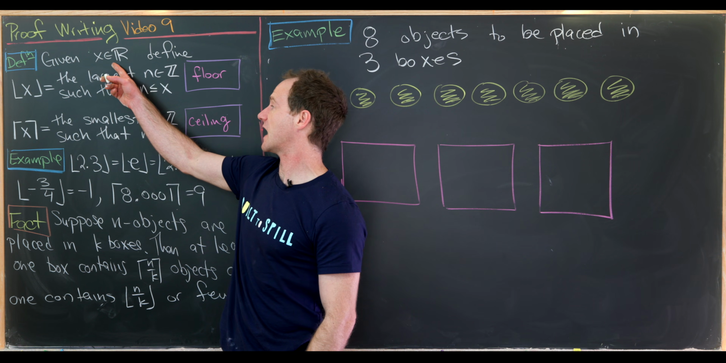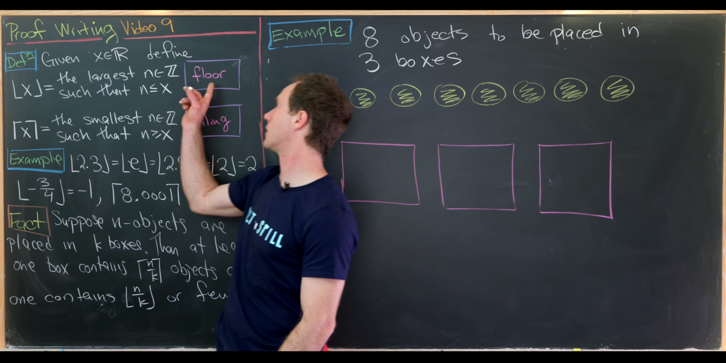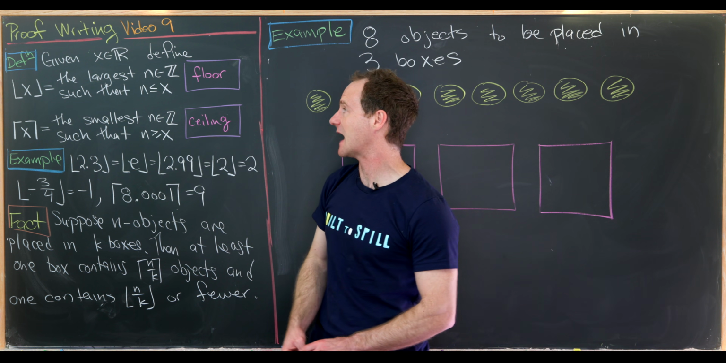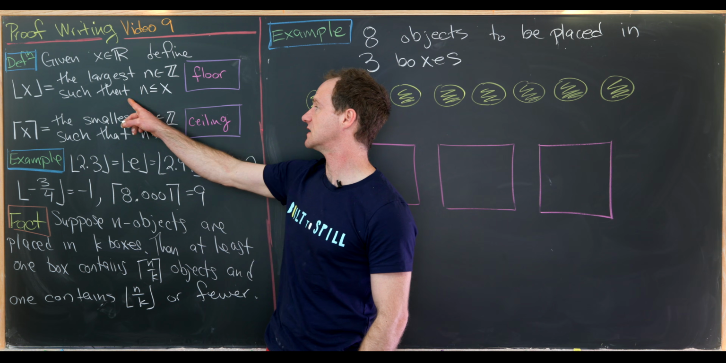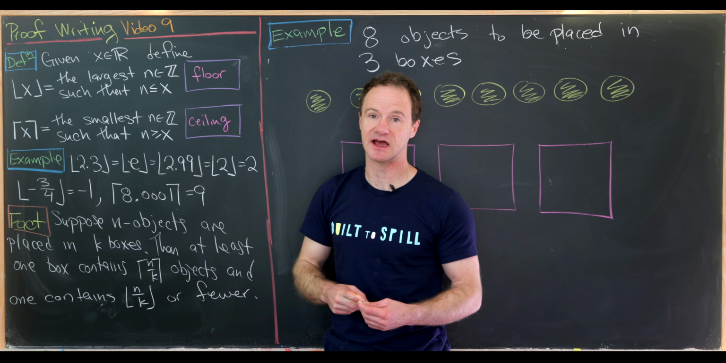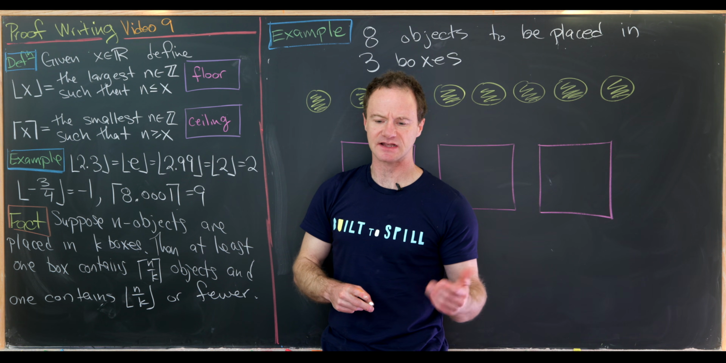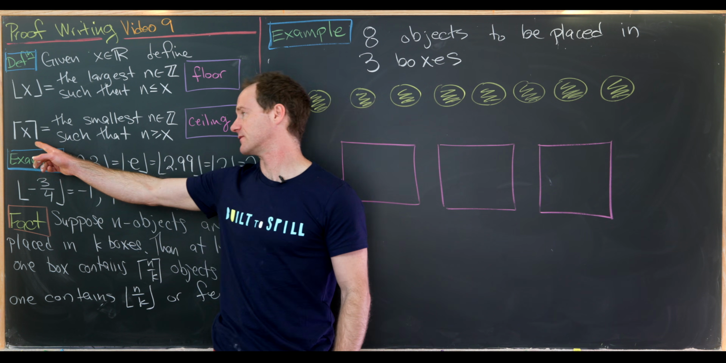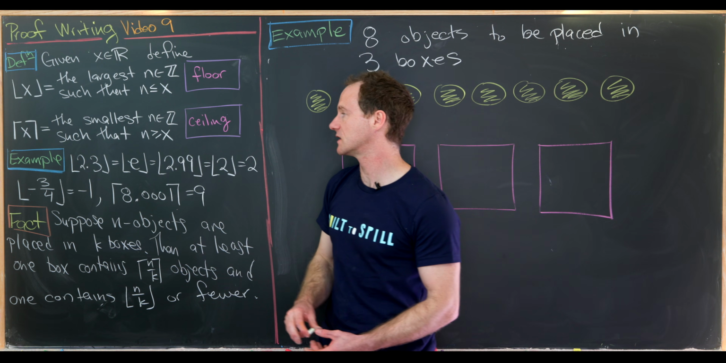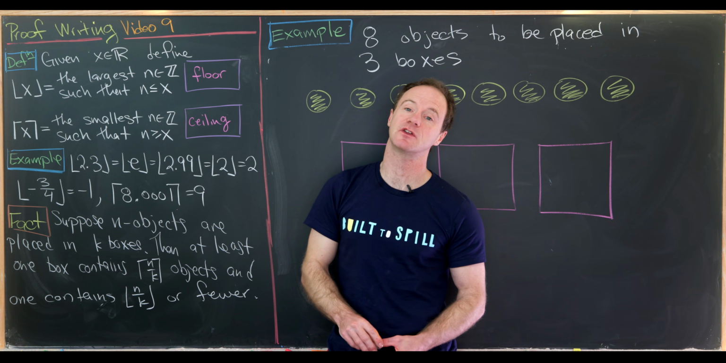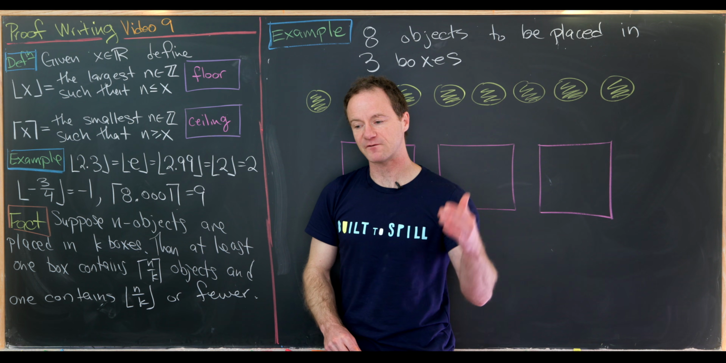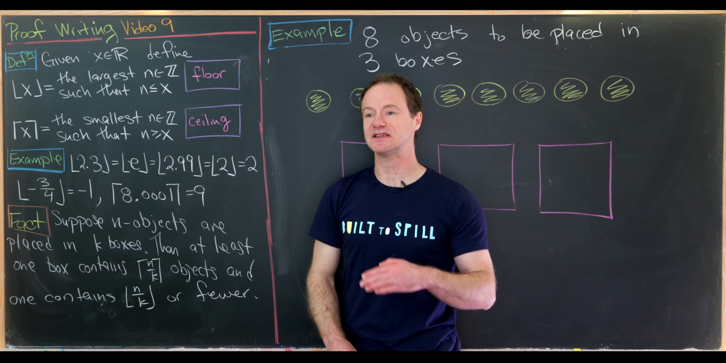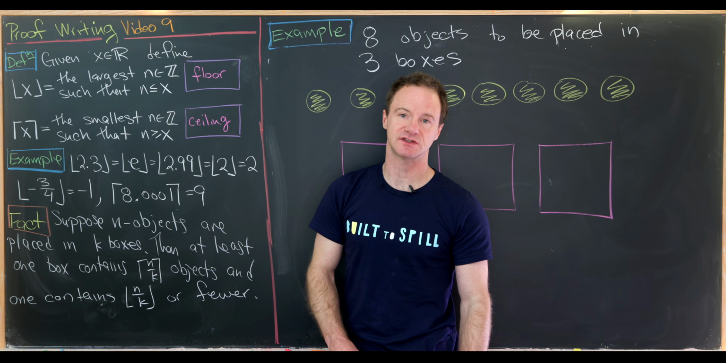So given a real number x, we'd like to define this function called the floor of x, which we'll write using this notation, as the largest integer n such that n is less than or equal to x. And as a dual to that, we'll define something called the ceiling, with similar notation, and that will be the smallest integer n such that n is bigger than or equal to x. So you can think of the floor as an elevator downstairs to the closest integer, whereas the ceiling is an elevator upstairs to the closest integer.